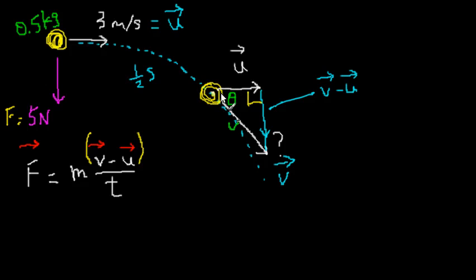What do we know about the sides of the triangle? u has a length of 3. Well, it's meters per second. It's not really length, but we treat it as 3 units of length in this triangle. So that's a 3. Now, do we know anything about this side, the change in velocity?